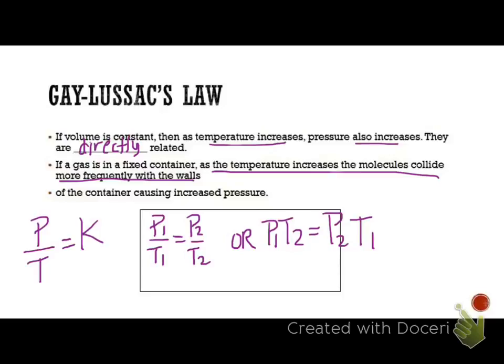So just like Charles's law, where you'd never have volume and temperature, the initial, multiplied together, it's the same thing here. You're not going to have P1 and T1 multiplied. They're always going to be on opposite sides.